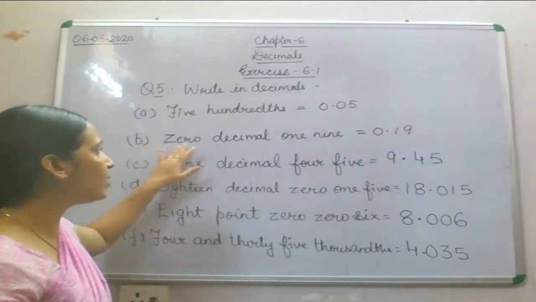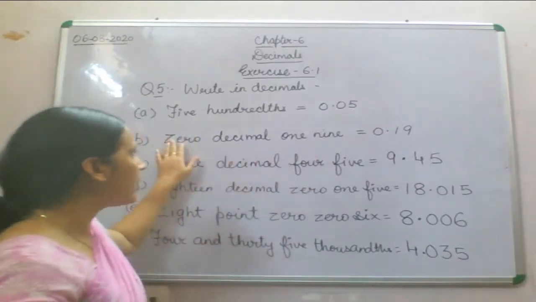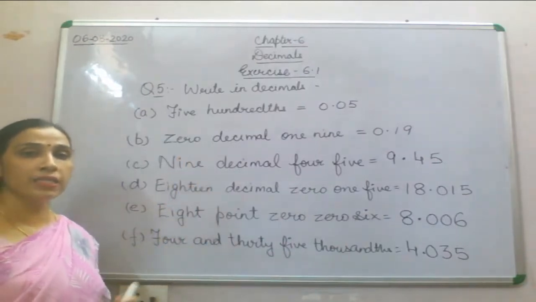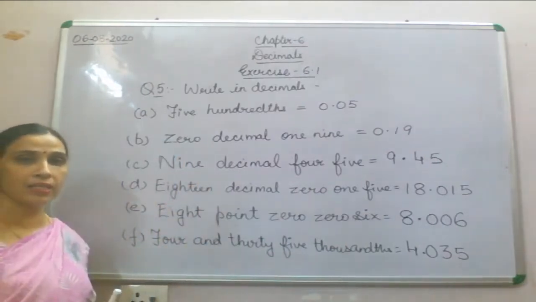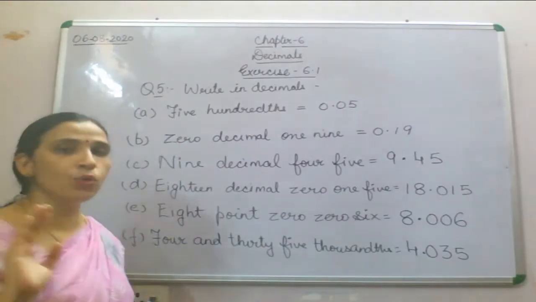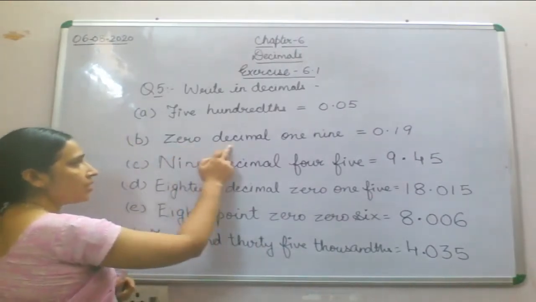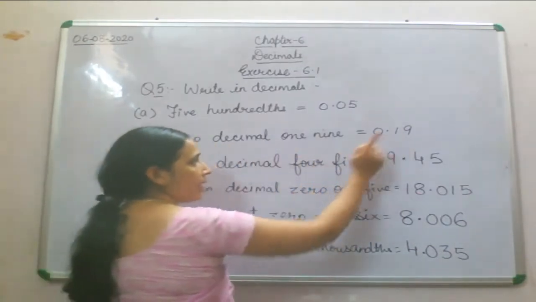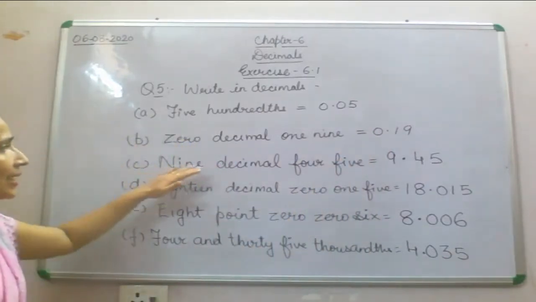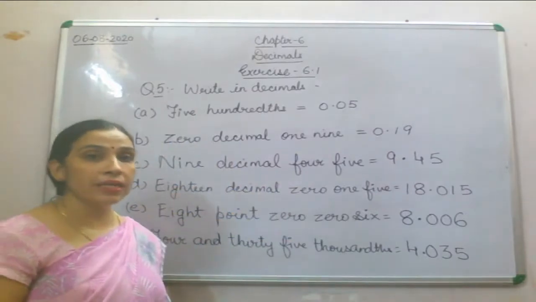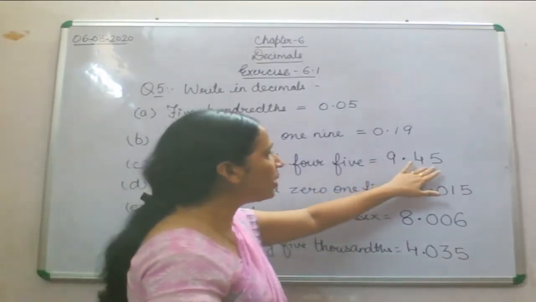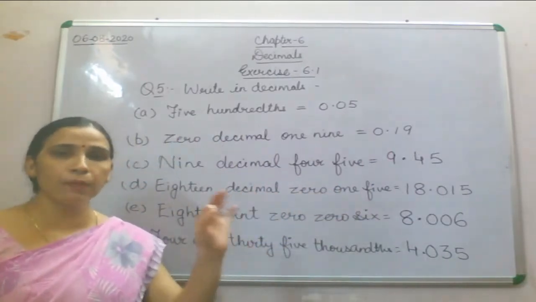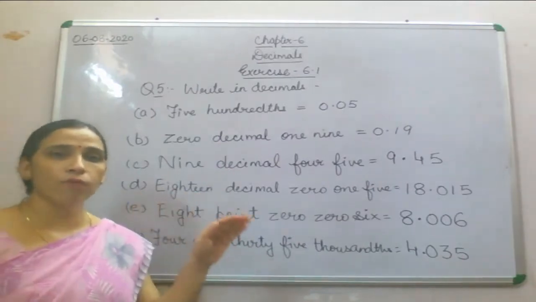Now B part is 0.19. As I told you just now, whatever way it is written, like 0.146, 0.156, in that way only you have to write it. Here 0.19 means 0 point, that is decimal, 1 and 9. Now come to C part, 9.45. Simply whatever is written, that only you will write in the answer. 9 point or decimal 9.45.